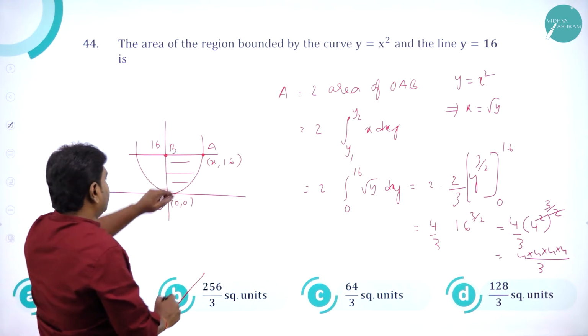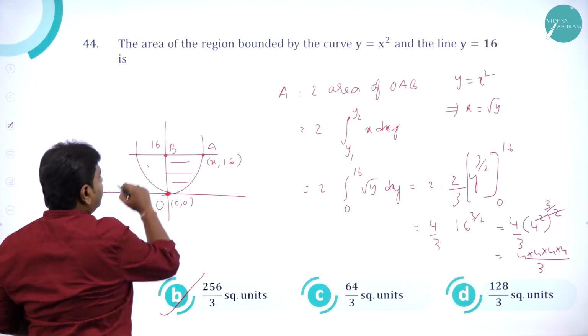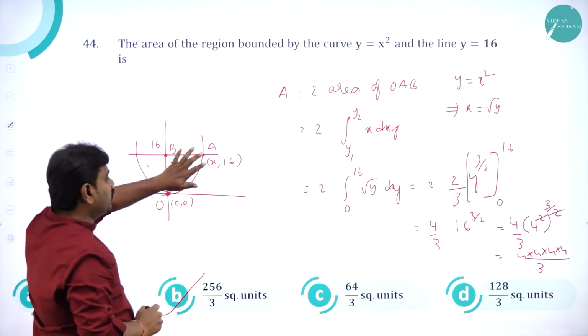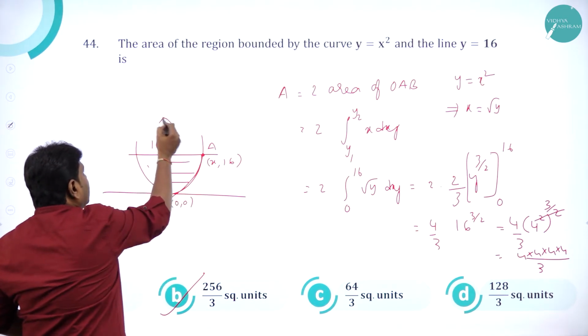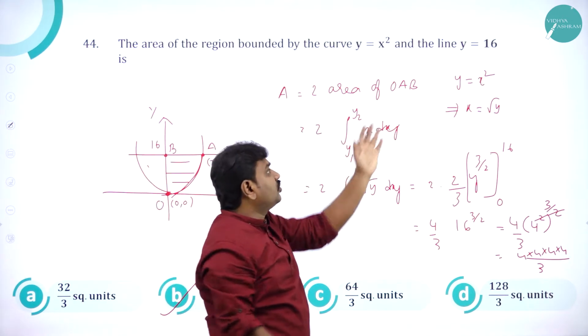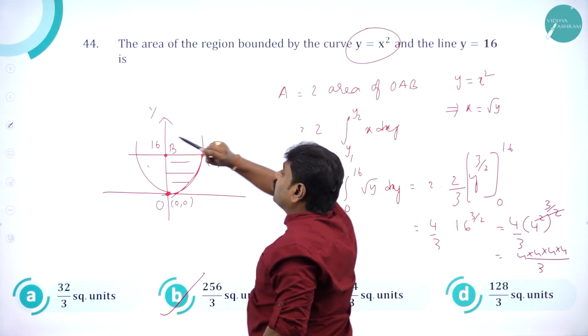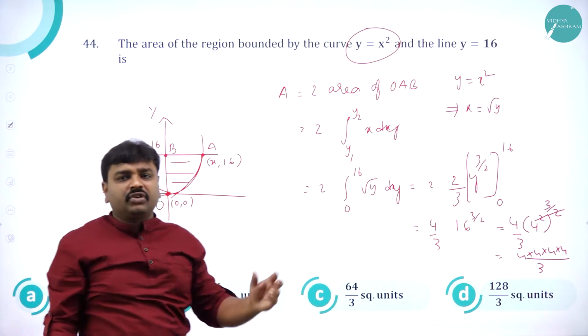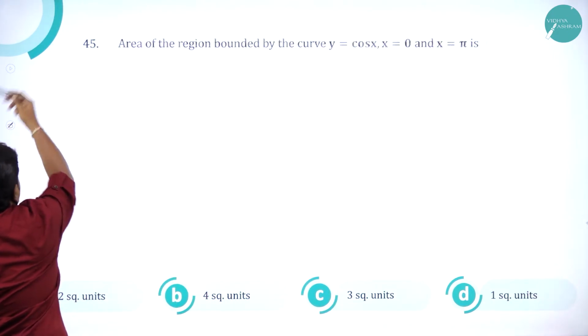So I am finding this area into this. There are 2 equal areas, so the required area is 2 times OAB. OAB is what? Area bounded by the curve and y axis. What is the area bounded by the curve and y axis? Y limits, x dy. You get x from the curve. That's it. Direct problem, direct method, and carefully apply the limit and get the answer.